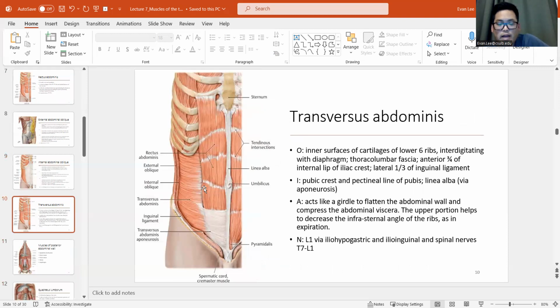Now, lastly, for our anterior abdominal wall, we have the transversus abdominis. If you look at its name, transversus means transverse, it goes across the abdomen. So this one, just to be clear, is actually the deepest layer. If you look at the external oblique, that was cut. Internal oblique, that was cut. But now you can see the transversus abdominis, which is the deepest layer.